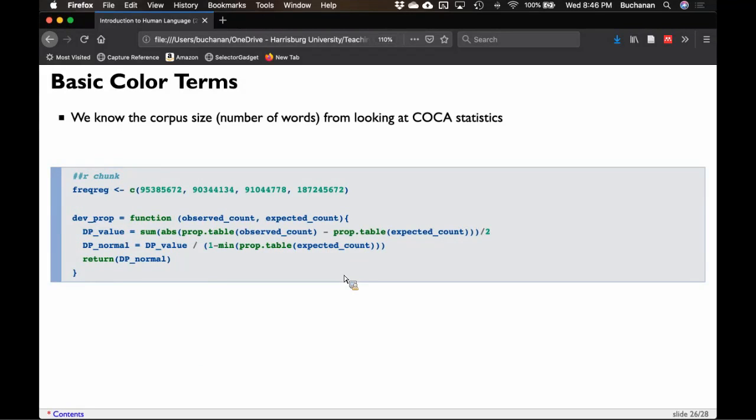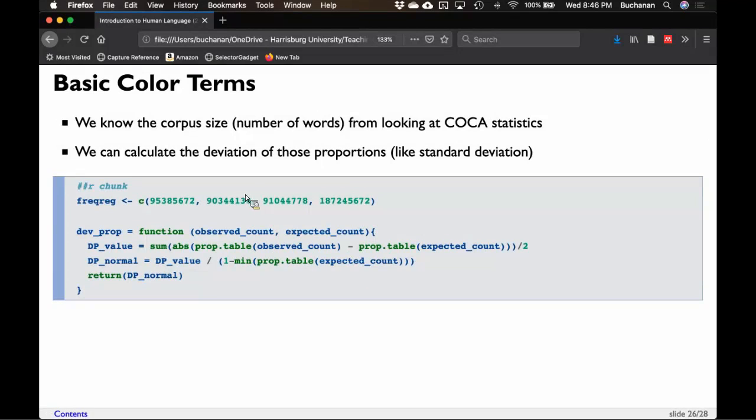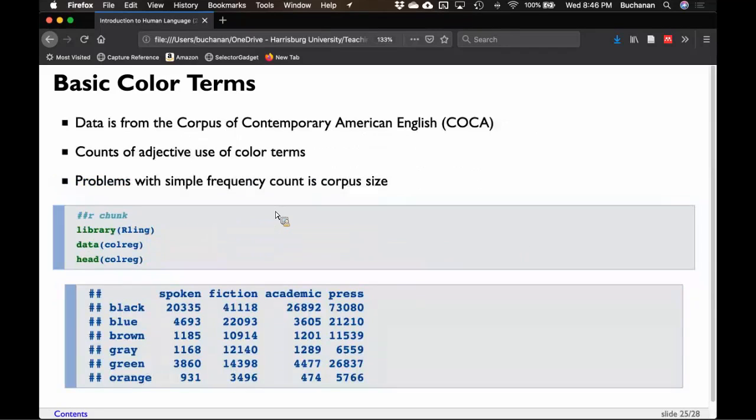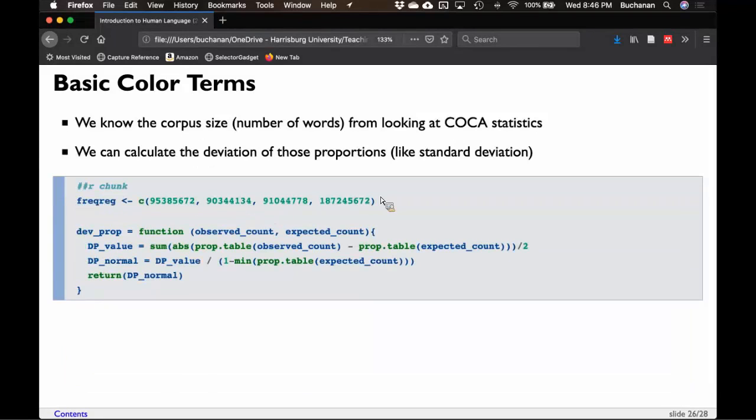And so I know what the corpus size is for COCA, okay? And those are the numbers that I found online for their different registers: spoken, fiction, academic, and press. Okay. So they're different sizes, clearly. You can tell this one's much bigger. And we can actually calculate what's called the deviation of proportions.